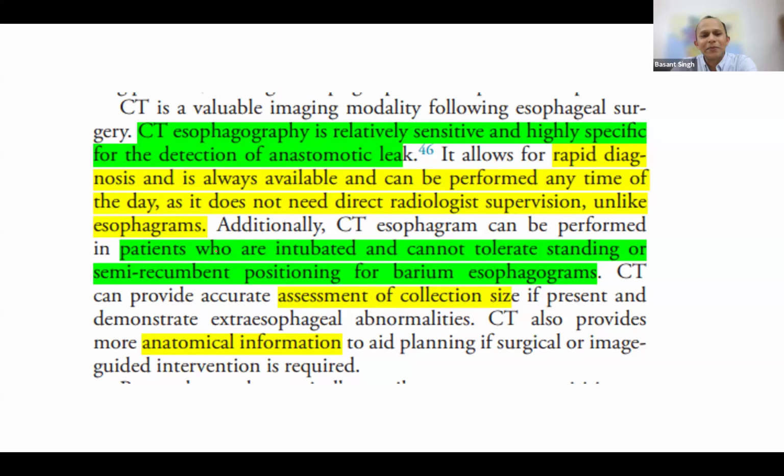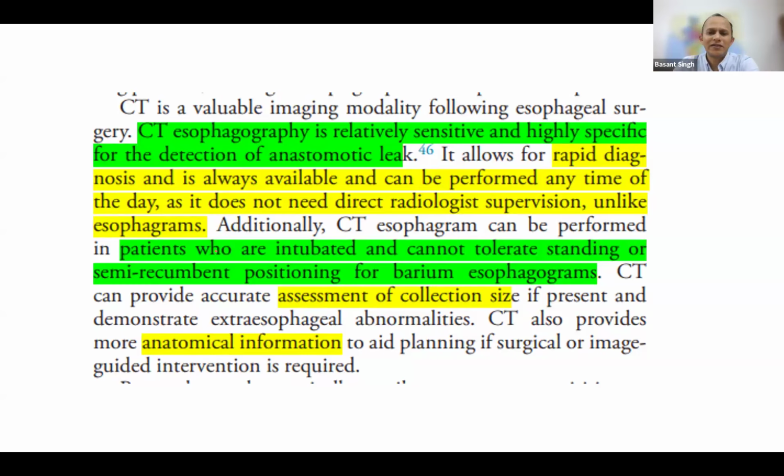It can be performed in patients who are intubated, or who cannot tolerate standing or semi-recumbent position for barium esophagram. The advantage of CT is that you see extra-esophageal collections and all that anatomical information if you want to have it. So if they ask you, CT should be the preferred investigation if you are looking for a leak, even for esophageal perforation.